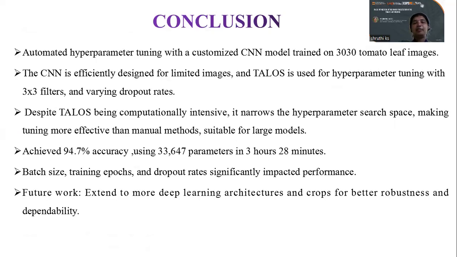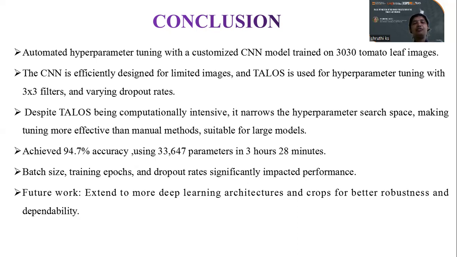After the conduct of the experiment, we can conclude that the study mainly focuses on the detection of diseases in tomato leaves, where in the present method we consider 3 diseases. The customized model is trained with only 3030 tomato leaf images. Even though we consider a limited data set, it is able to provide good accuracy. For the tuning of the hyperparameters, the experiment uses TALOS. Even though TALOS is computationally heavy, it reduces the searching space of the hyperparameters, so the tuning is more effective, and it is also suitable for large models.